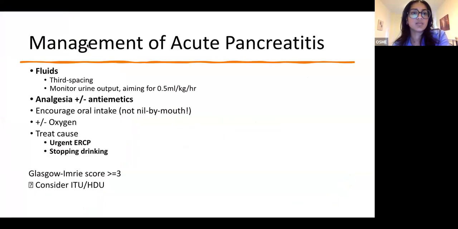But yes, so with fluids, you'd want to monitor the urine output, like I said, aiming for 0.5 mls per kilo per hour. As always, analgesia and antiemetics to make sure that the patient is comfortable. You'd want to encourage oral intake, so they wouldn't really go for surgery. So you'd want to make sure that they're eating okay, and then treat the cause. So if it's caused by gallstones, then they would need an urgent ERCP. And if the Glasgow-Imrie score is raised, then you'd want to consider ITU or high dependency unit because this is very serious and it could progress and lead to death.